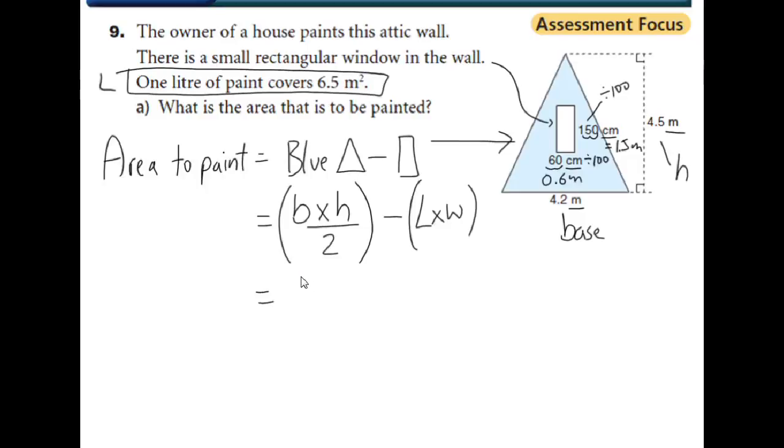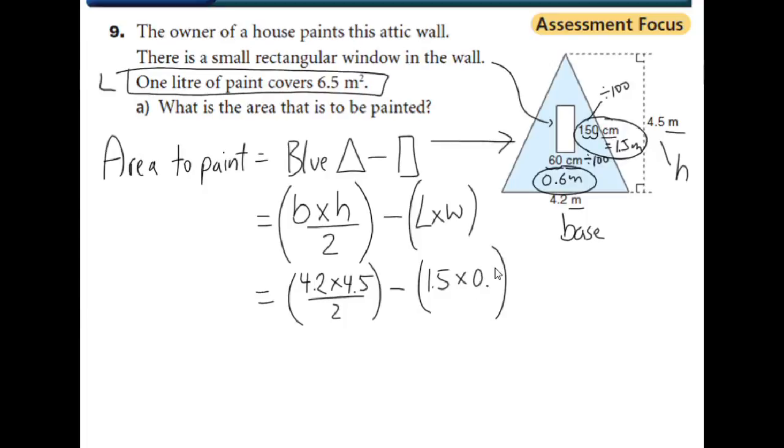So base times height for our blue triangle. Base is going to be 4.2. Our height is 4.5. And we will divide that all by 2. Now we'll move over to substituting in the length and width of our rectangle. Our length was here. The longer side is 1.5 meters. And our width is 0.6 meters.